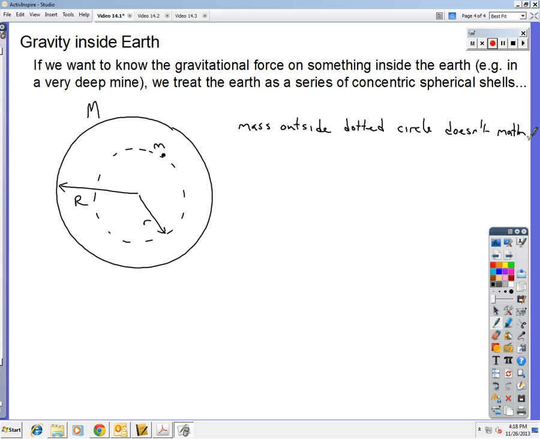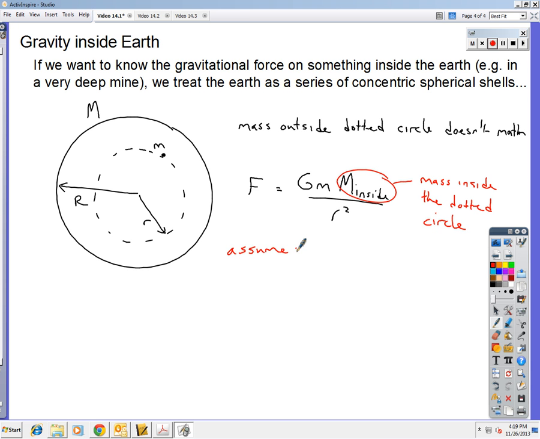And so the gravitational force on the small mass m is G times little m times, I'm going to call this m inside, the amount of mass that is contained inside this circle. And so we have to ask, how much mass is that? And to answer that question, we need to know something about the interior of the Earth. We are going to assume for the moment that the Earth is of uniform density, which is not a good assumption, but we'll make it anyway.